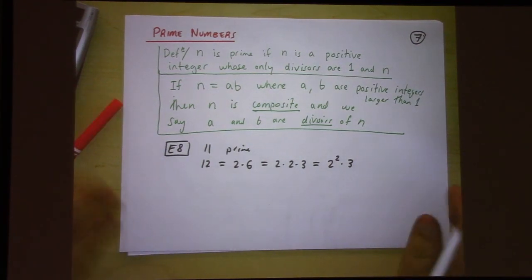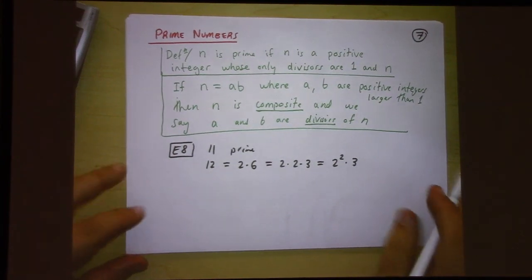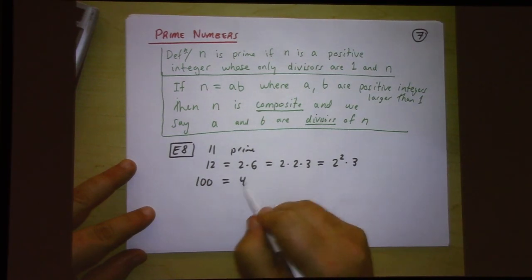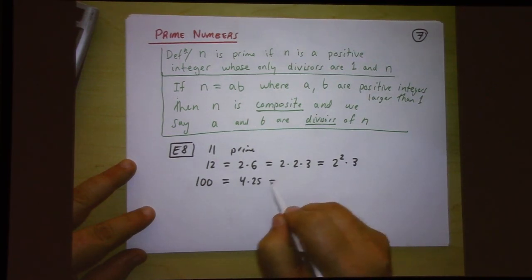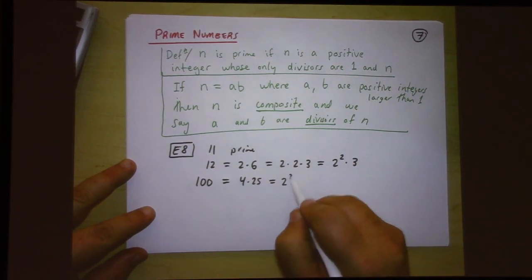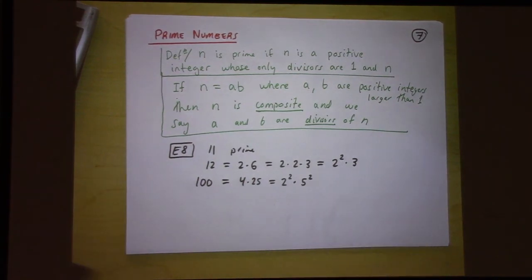This has been known since the time of Euclid. It's been known for a while. Let's look at another one. How about let's try 100. What's 100? We could write it as what? 4 times 25. So it's definitely composite, right? 25 is what? It's 5 squared, right? So 5 squared times 2 squared. So there's the prime power factorization of 100.